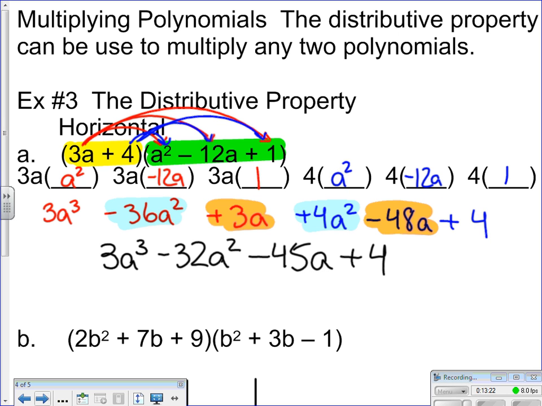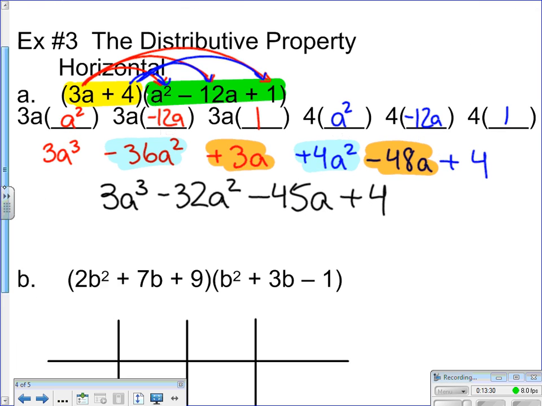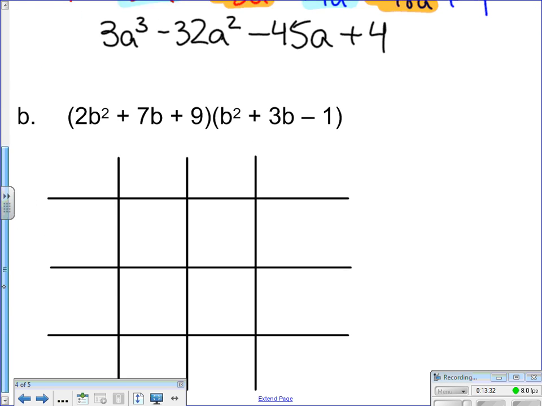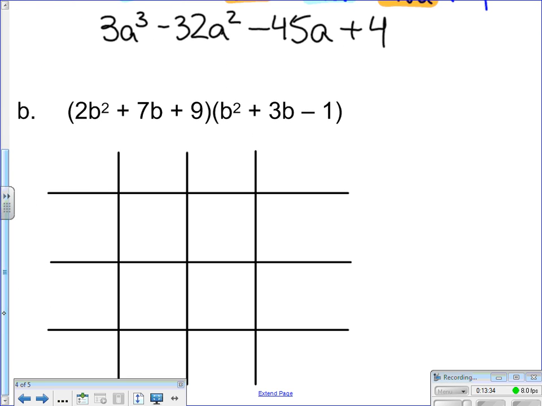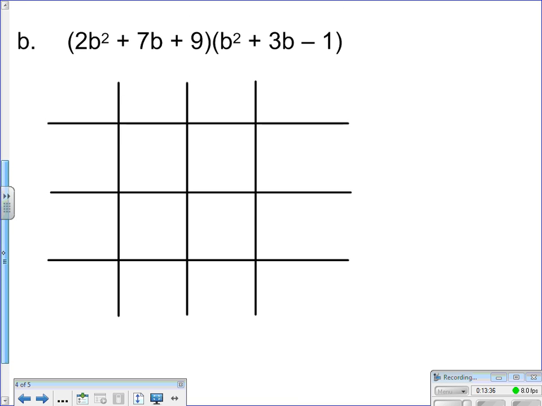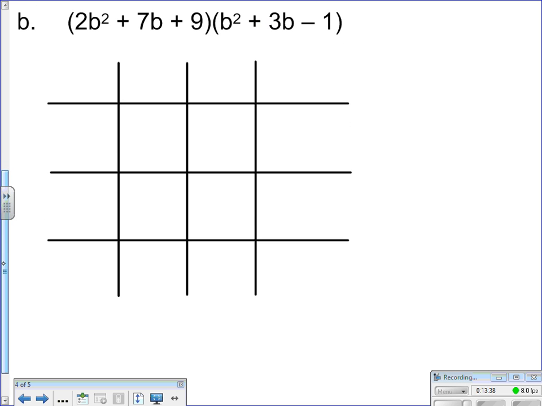Now this is distributive property. Now, if you're not understanding this at all, I saved the best way for those that need some organization. So, it looks like tic-tac-toe. We're going to do B. Now, this is a multiplication table. If you remember, back in elementary school, we would put numbers in here, and then you learned your times table.